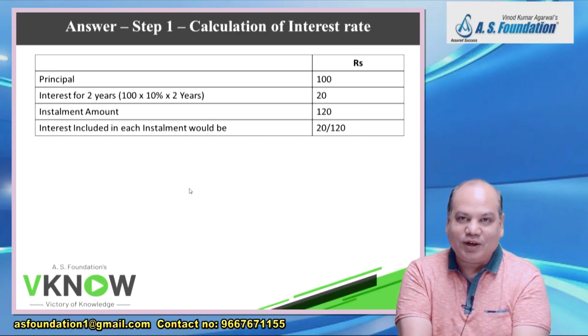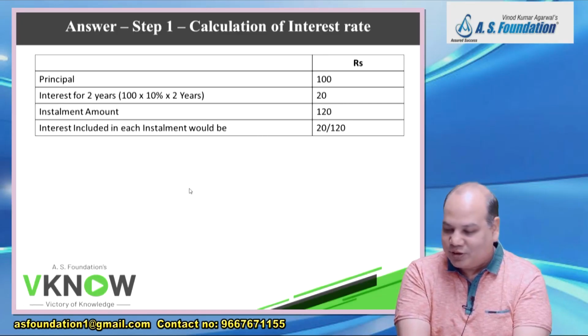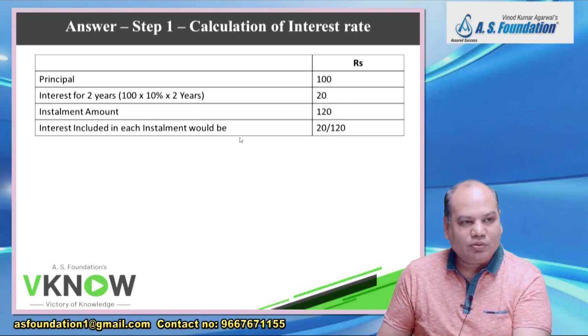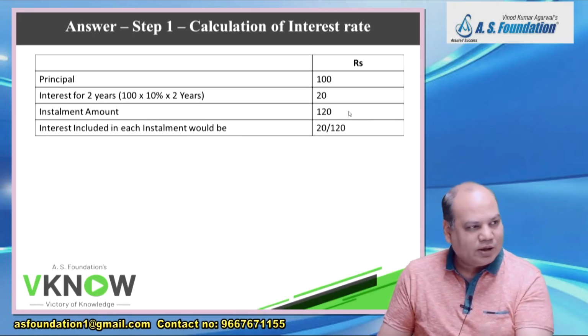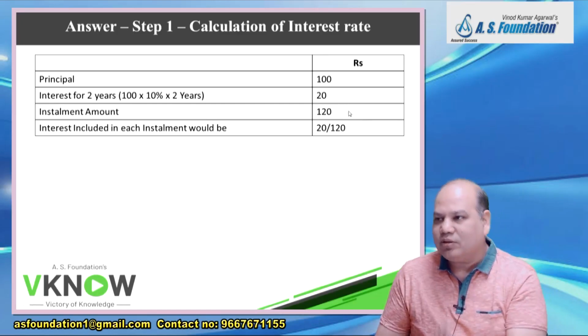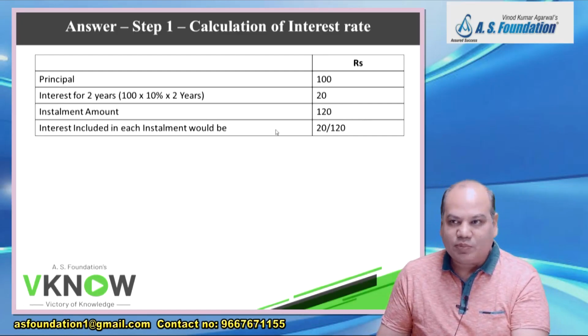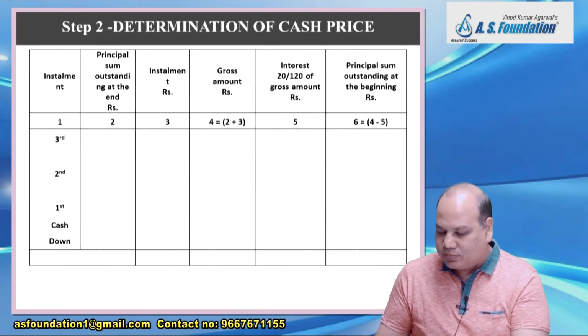In case you have to find the interest from the installment amount or the gross amount, what ratio will we use? 20 by 120. So the interest included in each installment would be 20 by 120. In the previous problem we did 5 by 105. Now we'll do 20 by 120. That's it. They can ask you different types of questions where the gap is 6 months, or 2 years also. So now you solve it like a normal problem.